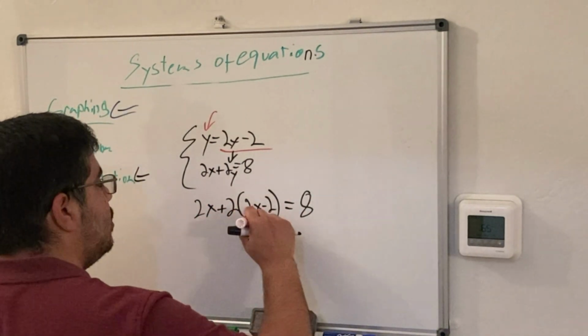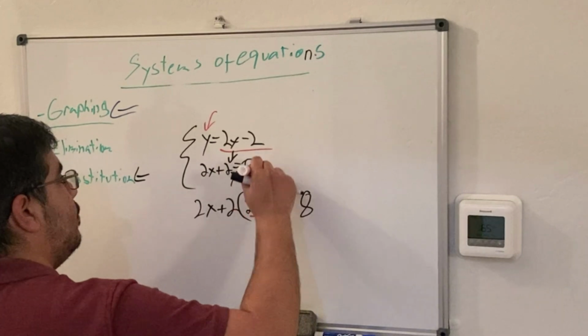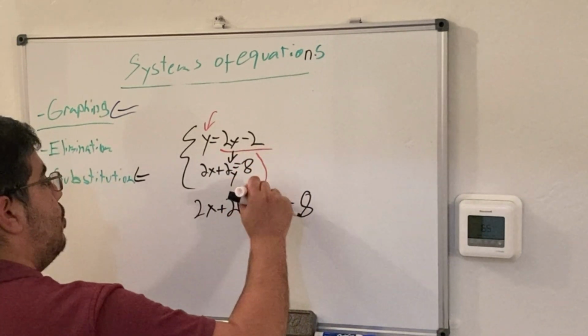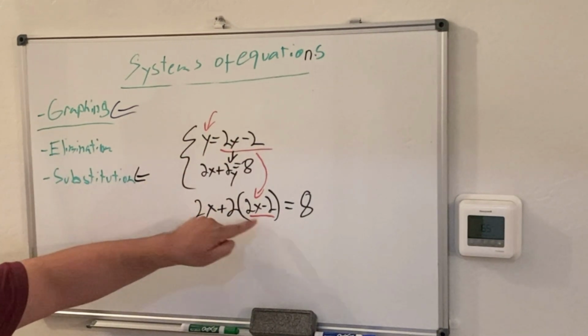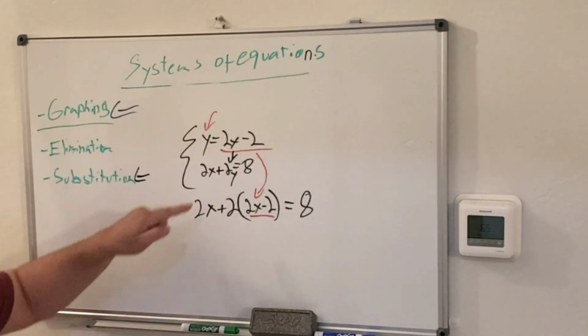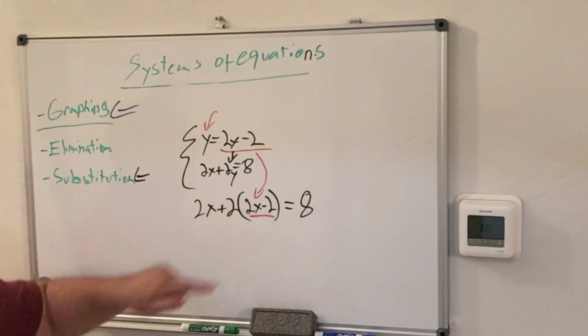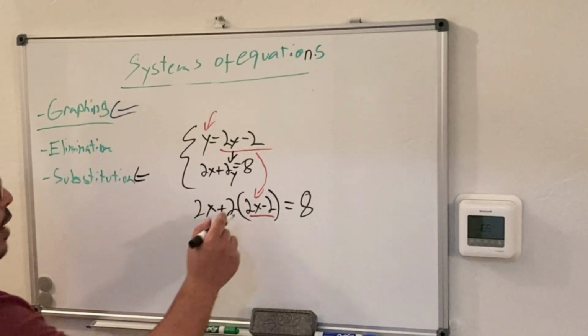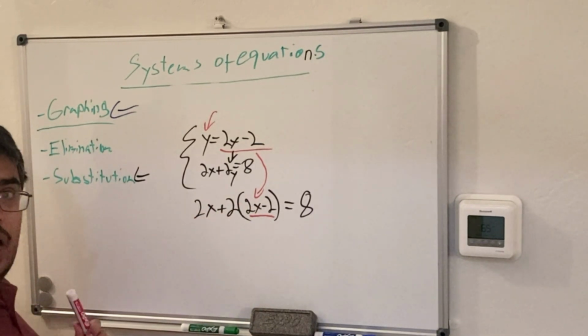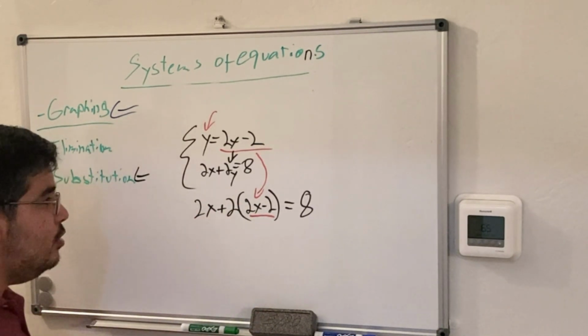This is essentially coming from here. Boom. It comes from there. The 2x minus 2 gets plugged in instead of y. You see? Instead of y it becomes 2x minus 2. All right. Now you just have one variable, this variable x. You can solve for x. You know how to do that.